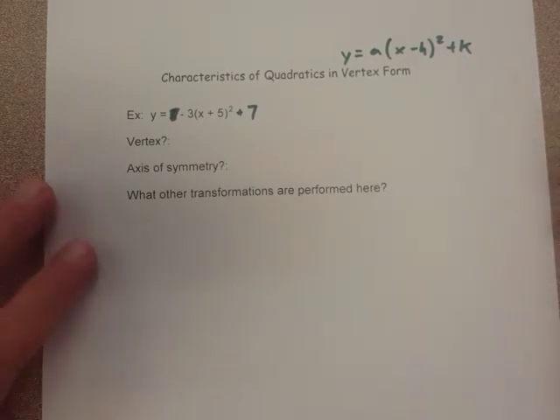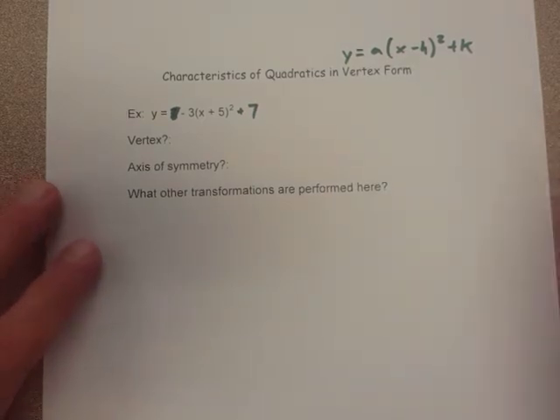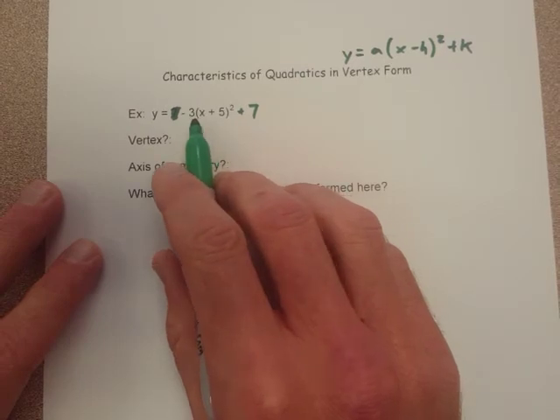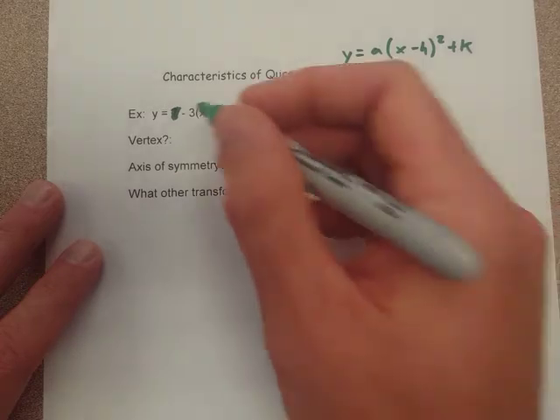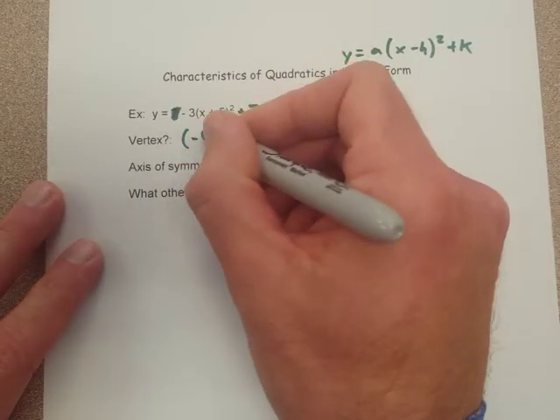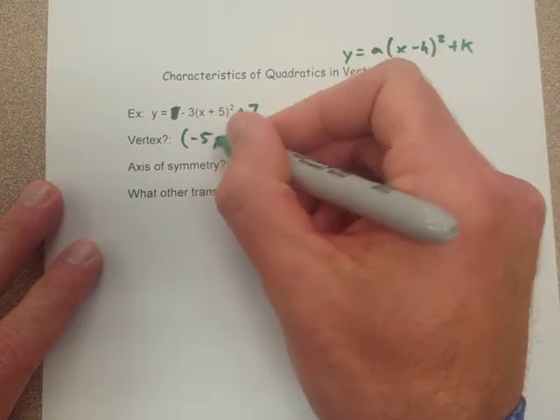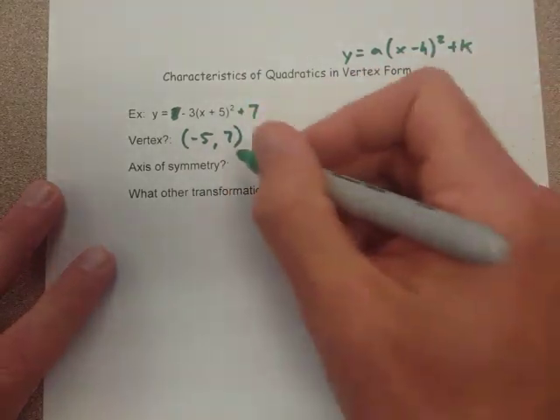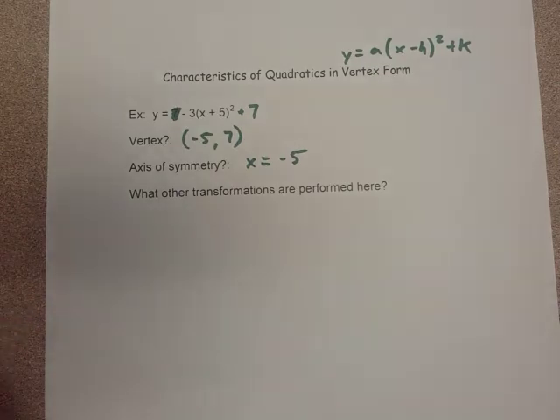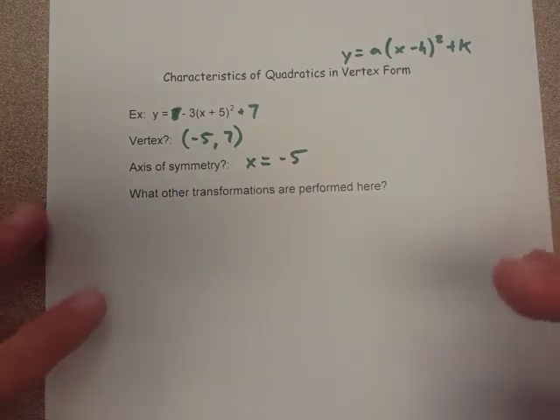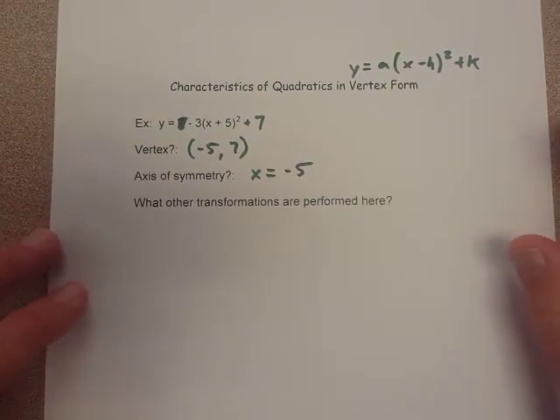So now, just kind of the same thing as that previous example, we get the vertex by going left 5, up 7. So in this case, the vertex is going to be -5, 7. And that means the axis of symmetry is just going to be x equals the x value, which is -5 in this case.